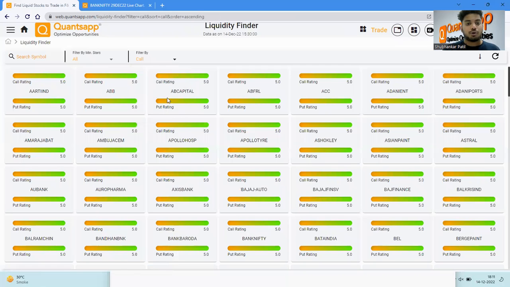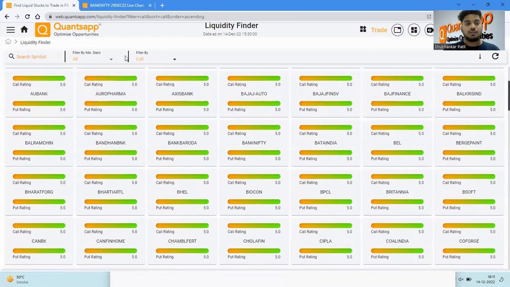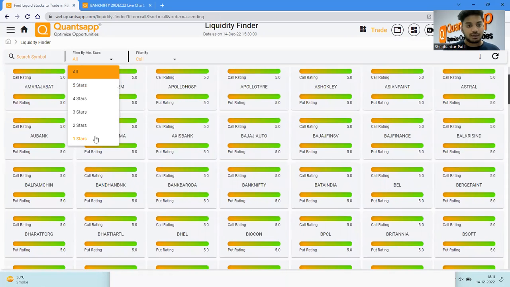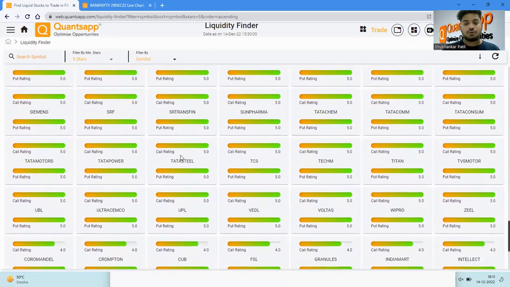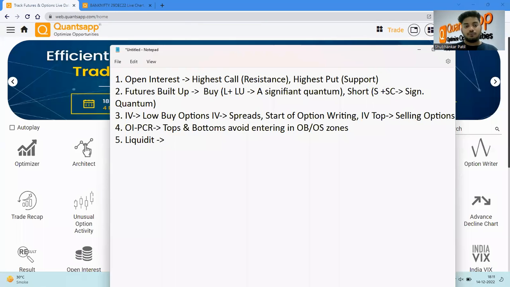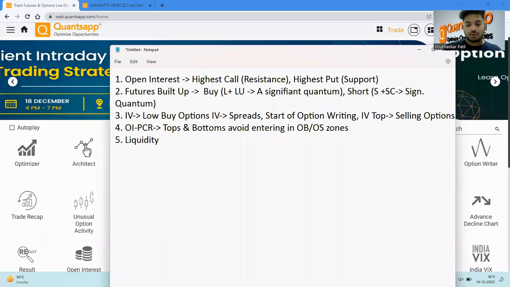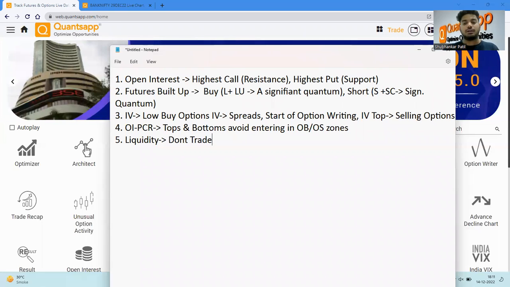Let's say if you want to trade on calls, you can filter by call. Wherever the highest liquidity is will be ranked first. Filter by minimum stars: let's say you only want to see all those stocks wherein the liquidity is at least 5 stars, you can go ahead and do it. So yes, folks, these are a few indicators you can use. And if there is no liquidity, don't trade.